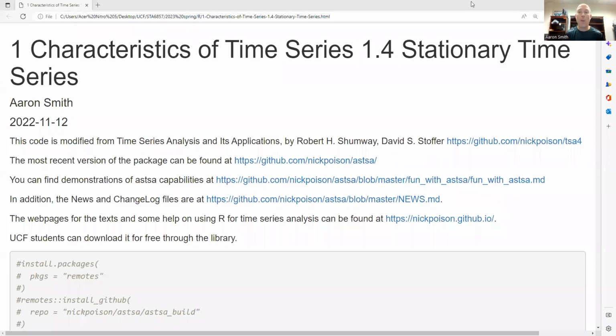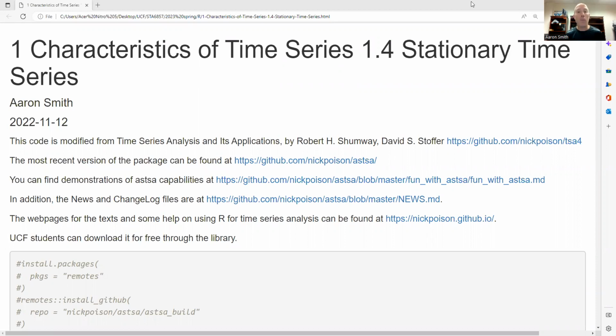Hi, in this video, we want to take a look at stationary time series. All right, so when we say stationary, there's going to be two types. There's going to be strict and weak stationary time series. Strict is going to be too rigid, too strict of a mathematical criteria to really be useful with real data.